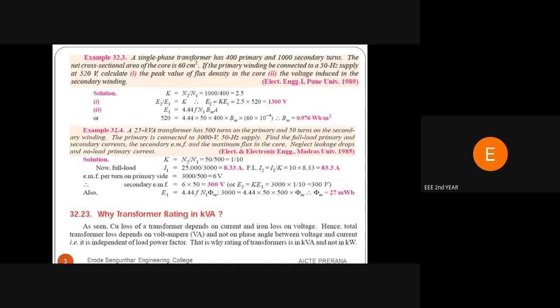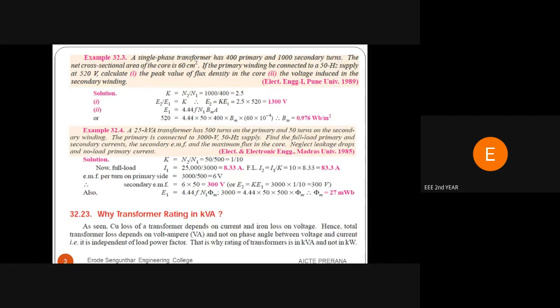Okay, it is a simple formula. We can expect such GATE questions. The data available are N1 and N2, the cross-sectional area, frequency of the supply, and induced EMF E1 value. Based on this available data, we can calculate the maximum flux density and the induced EMF E2 value. The only thing we have to remember is the formula, the induced EMF formula, the EMF equation of transformer, that is E1 equal to 4.44 frequency F N1 into Bm into A.